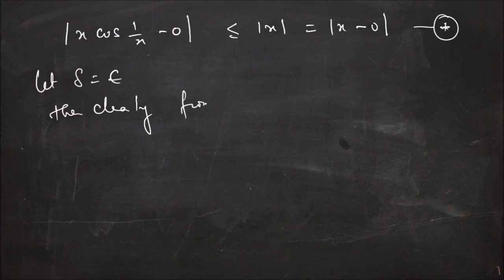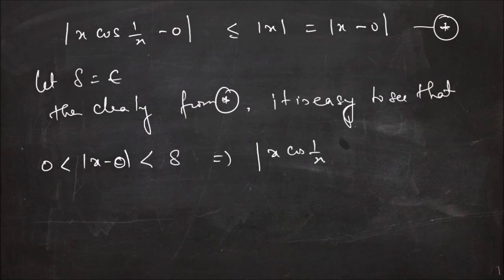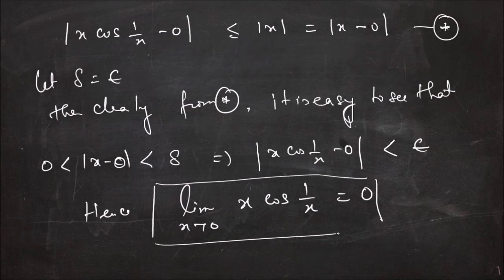So let δ = ε. Then clearly, from the start, it is easy to see that 0 < |x − 0| < δ implies |x cos(1/x) − 0| < ε. Hence the limit as x tends to 0 of x cos(1/x) is equal to 0. So this is the proof of question number 4.